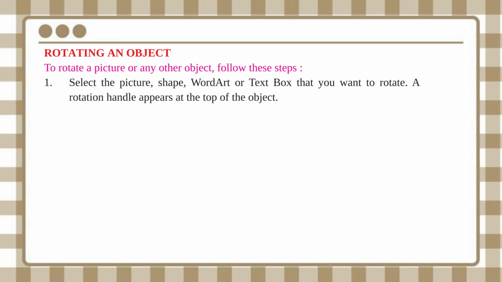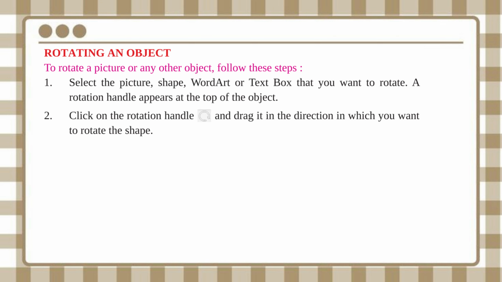Rotating an object. To rotate a picture or any other object, follow these steps. 1. Select the picture, shape, word art or text box that you want to rotate. A rotation handle appears at the top of the object. 2. Click on the rotation handle and drag it in the direction in which you want to rotate the shape.